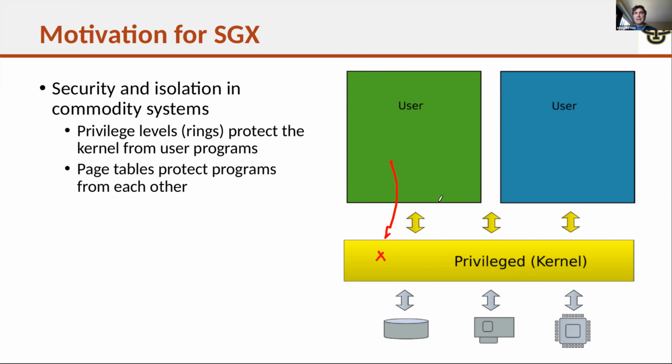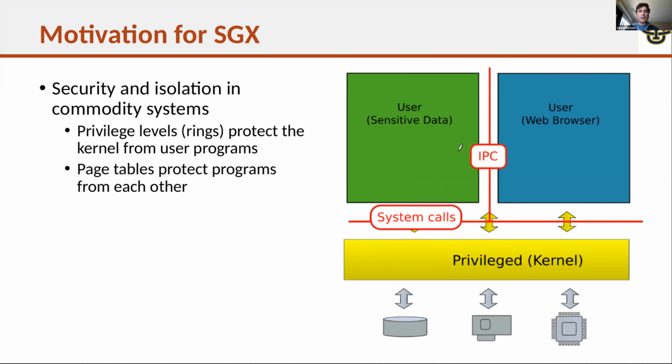Then the page tables allow protection between the individual user applications. The user cannot access the memory of another program. So everything was fine. We also had mechanisms for controlled communication between user programs and the kernel, which we know are called system calls, and between individual applications on your machine, some inter-process communication mechanisms. So the world was good.